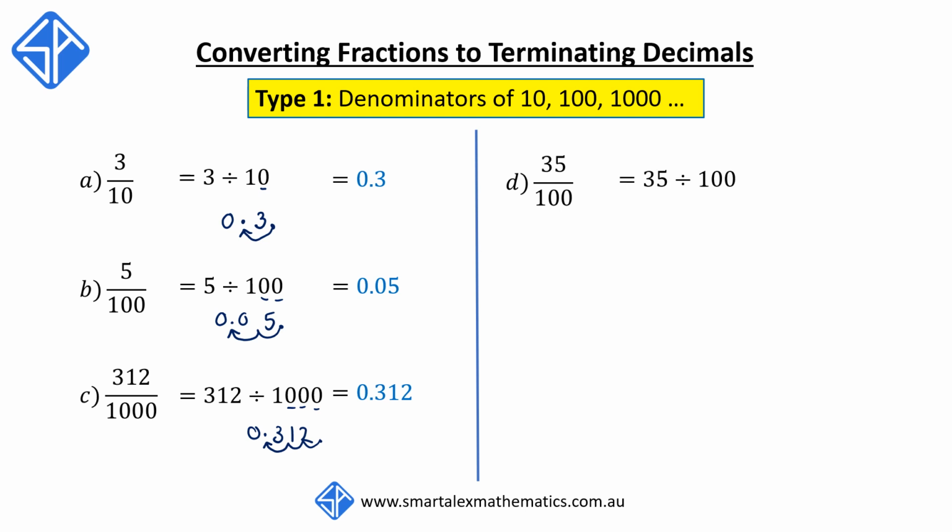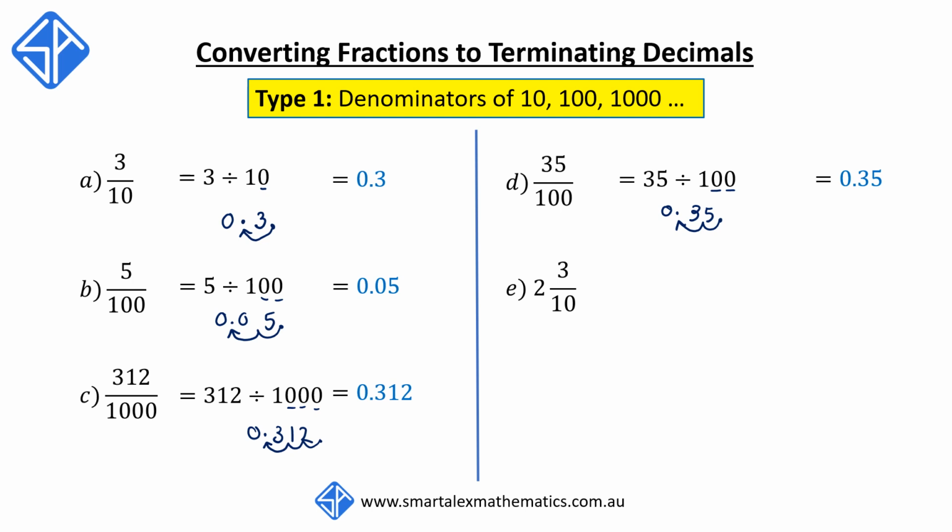Our next example is 35/100. This is the same as 35 divided by 100. So we write 35 with the decimal point at the end. Since there are two zeros, we move the decimal point 2 places to the left. So 35/100 is the same as 0.35.